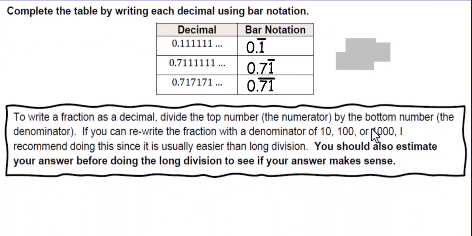All right, the big part of this lesson is going to be to write a fraction as a decimal. So I gave you that list of fractions and decimals that I would recommend memorizing. That way you don't have to use long division. But if it is not a decimal that you're familiar with or a fraction that you're familiar with, then you are going to need to divide the top number, the numerator, by the bottom number, the denominator. If you are able to rewrite the fraction with a denominator of 10, 100, 1,000, I would recommend doing this.